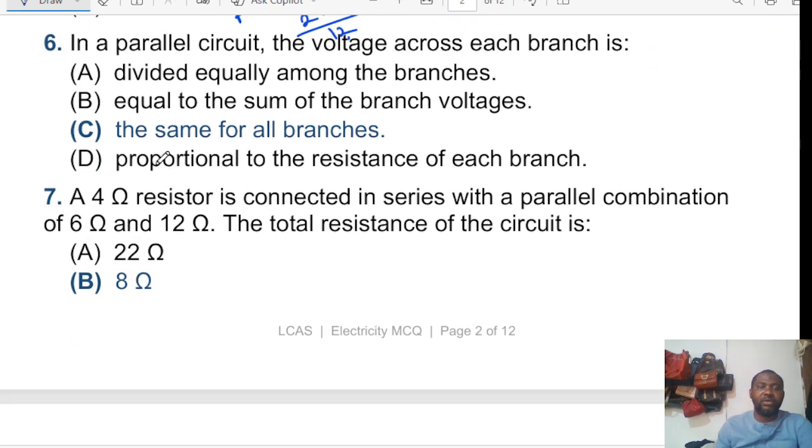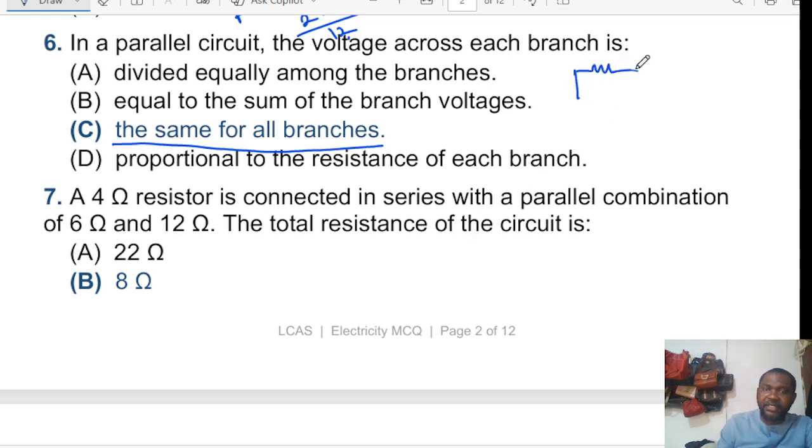Now, this one, number 6, says, in a parallel circuit, the voltage across each branch is... the answer is that it is the same for all branches. Initially, I tried to explain how when resistors are connected in series, the same current flows through them, but different potential differences are applied. But that's not the same thing for parallel connection.